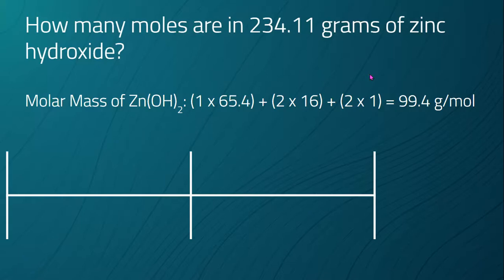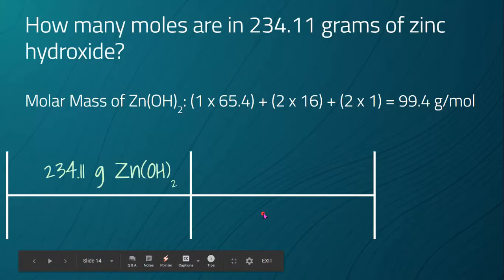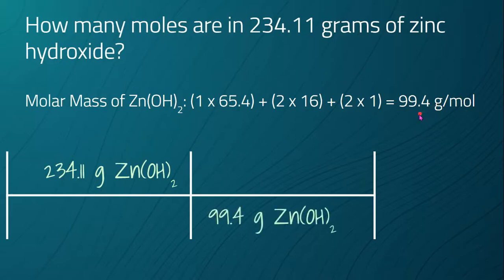I'm going to start by putting the number given to us in the problem in the upper left-hand box, so 234.11 grams of zinc hydroxide. Since I have grams of zinc hydroxide up, I need to do grams of zinc hydroxide down. My conversion factor says that there's 99.4 grams in 1 mole of zinc hydroxide. So that means I'm going to put the 99.4 grams down and the 1 mole on top.